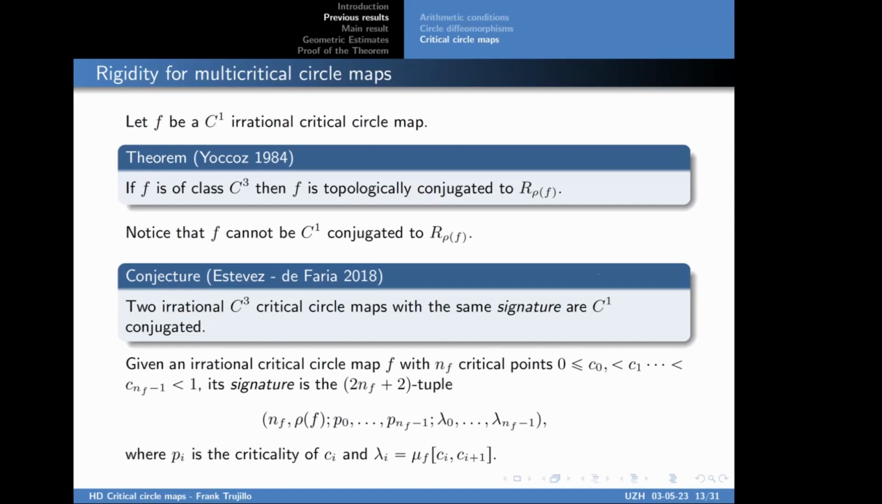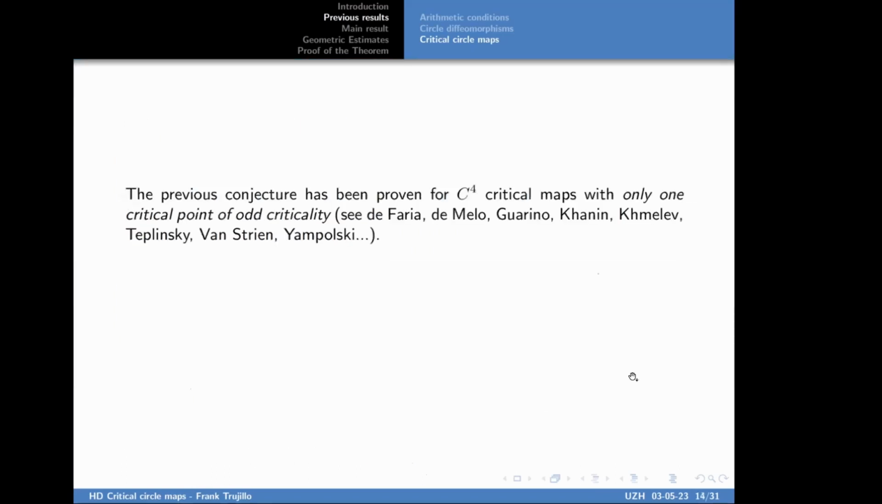And in particular for me, since I'm interested in the dimensional properties of the invariant measures, if I have two maps that have the same signature, this will imply that the Hausdorff dimension of the invariant measures is the same. So let me just comment that this conjecture is still open in full generality, but great progress has been made in the case of exactly one critical point, and assuming that this critical point has odd criticality. So basically, I only have one critical point, and my map behaves as x to the 2n plus 1 for some n.